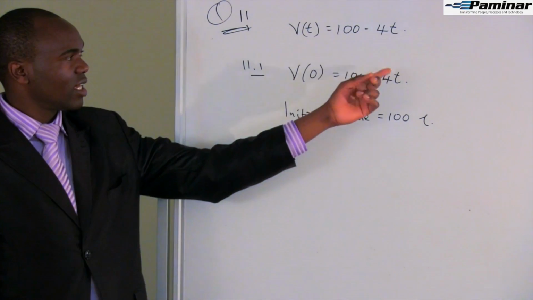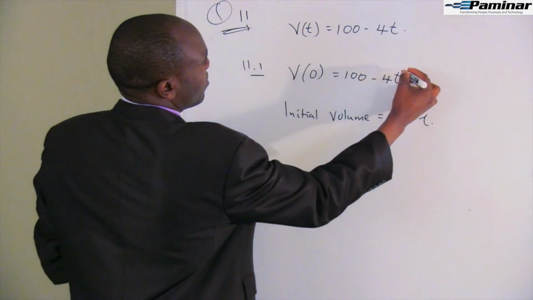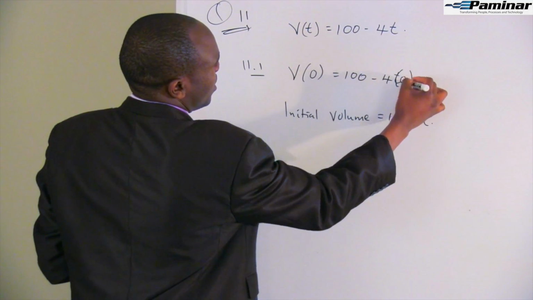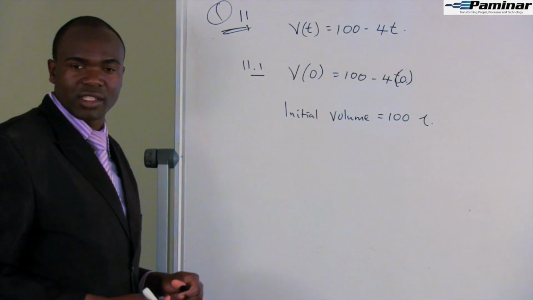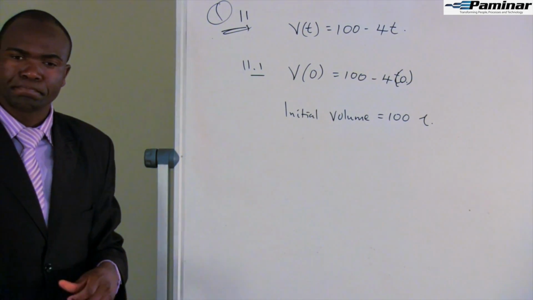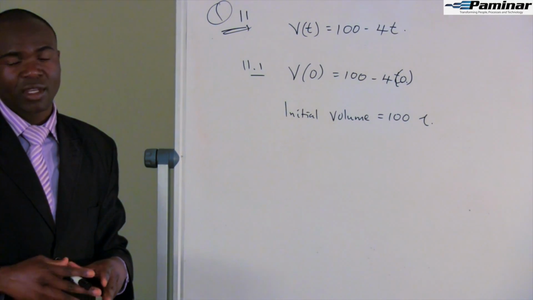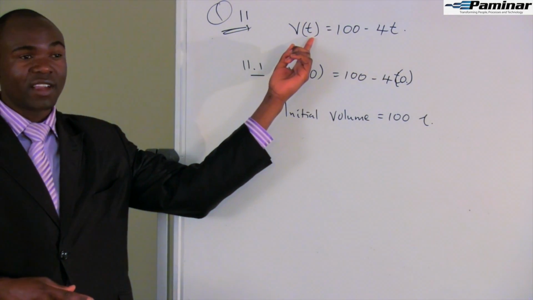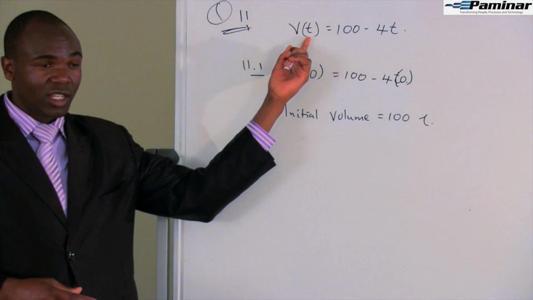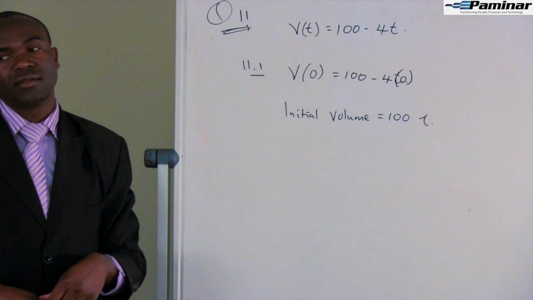Then it becomes 0 here, and then this is 0. Then done: 100 minus 0. Or maybe if they use 5 seconds, then wherever you see t, you substitute 5. If there was a volume at time 5 seconds, wherever there is t, you put 5. So it will be 100 minus 4 times 5.